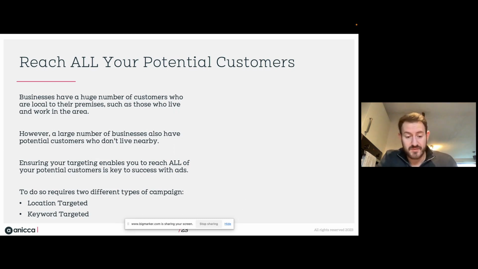If your business operates in a particular city, you might target that city. If you operate in particular postcodes, you might target all of those postcodes. On the flip side of that, we have a keyword targeted campaign. Now, I'll discuss in a second a little bit more about what that actually means. Firstly, let's touch on location targeted.